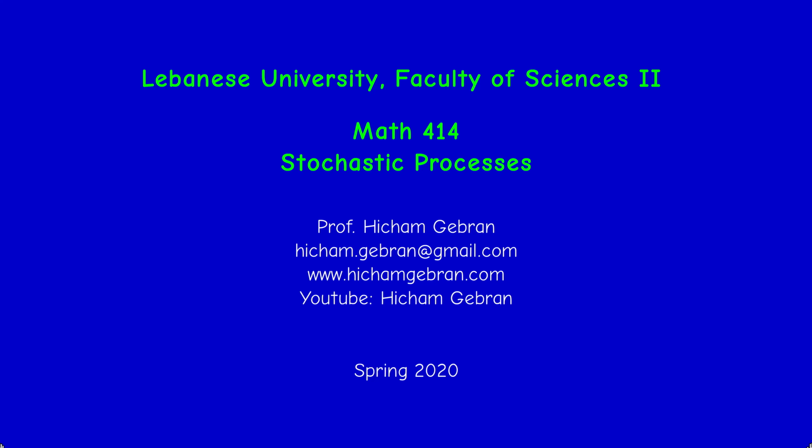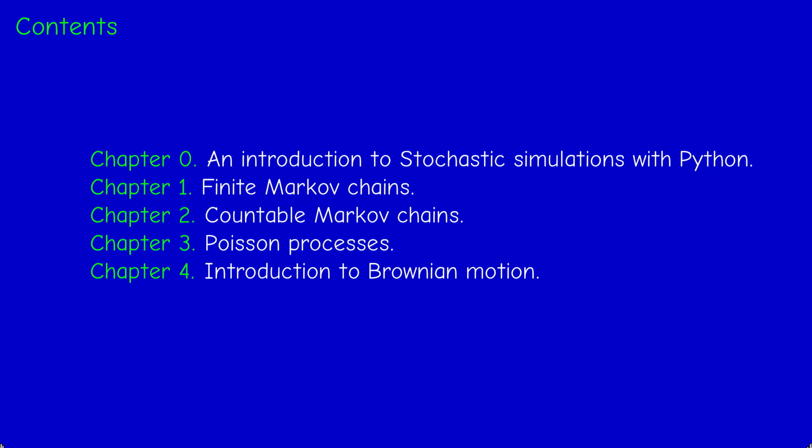Okay, so there will be five chapters. Chapter zero actually is not really part of your program, but it's very, very useful. It is an introduction to stochastic or Monte Carlo simulations using Python. It's very useful, especially for those of you who are studying actuarial science. And even for pure mathematicians, it's very good, because even pure mathematicians should know something about programming and Monte Carlo simulations. Okay, and we shall use this later, in later chapters.